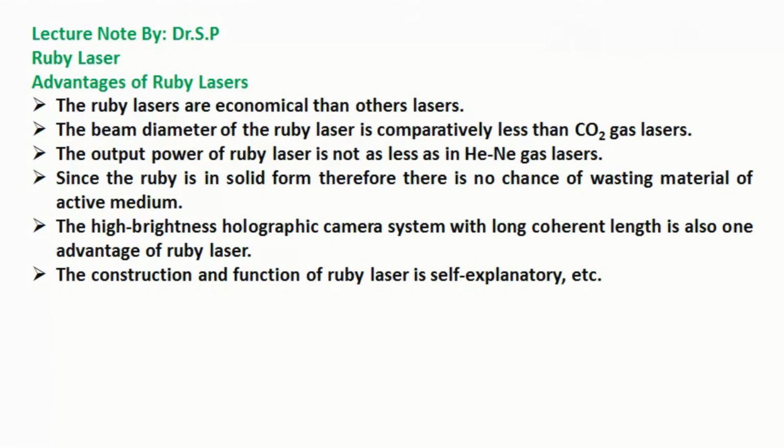The advantages of ruby lasers are: ruby lasers are more economical than other lasers. The beam diameter of the ruby laser is comparatively less than carbon dioxide CO2 gas lasers. The output power of ruby laser is not as low as in helium neon gas lasers. Since the ruby is in solid form, there is no chance of wasting material of the active medium. The high brightness holographic camera system with long coherent length is also one advantage of ruby laser. The construction and function of ruby laser is self-explanatory, etc.